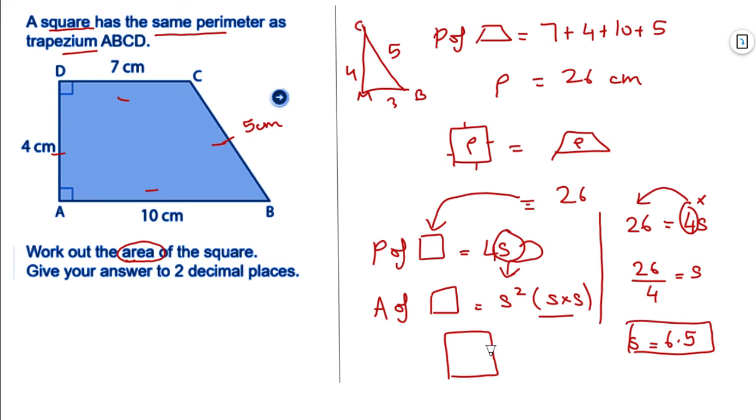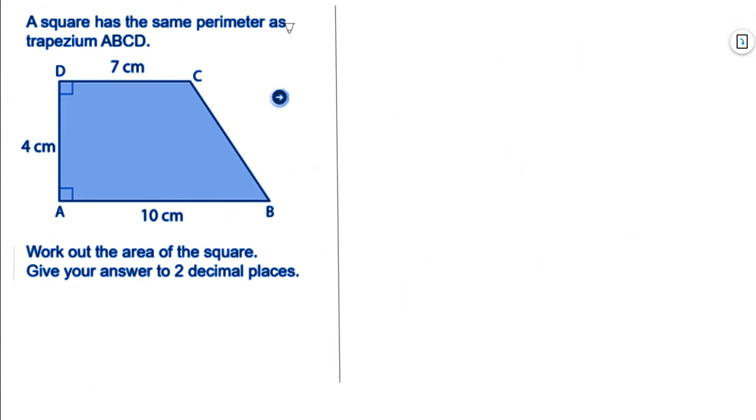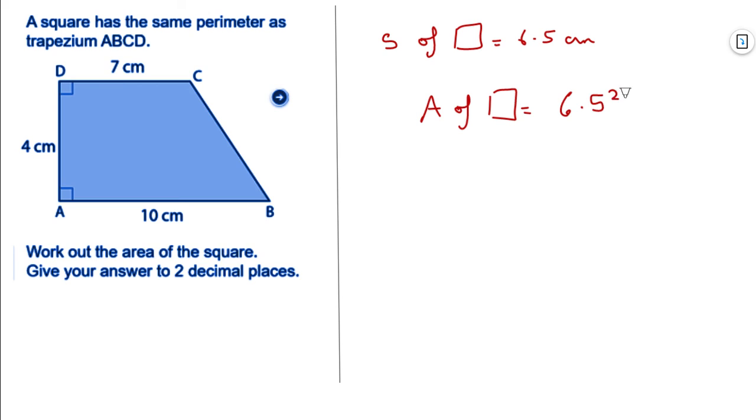Let's say if this was my square, I got one side as 6.5, which means that all my other sides are also 6.5. Now I know that the side of my square is equal to 6.5 centimeters. So I'm going to find the area of my square, that is 6.5 squared. Considering the formula, that's s squared, or side times the side, and 6.5 squared, you can check on your calculator. You are going to get 42.25.